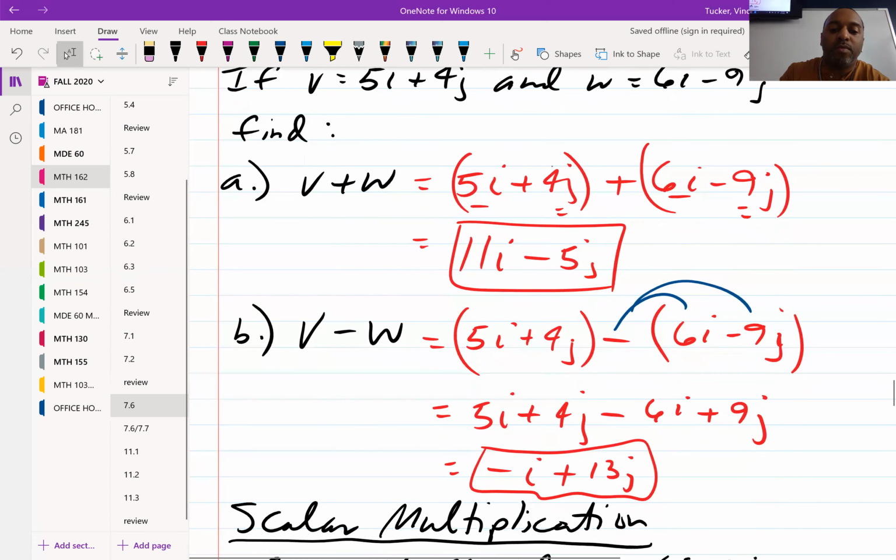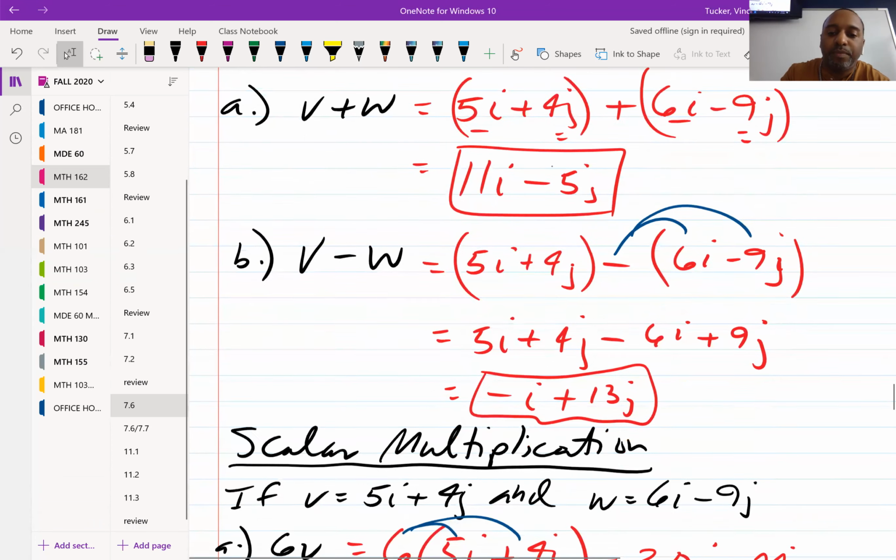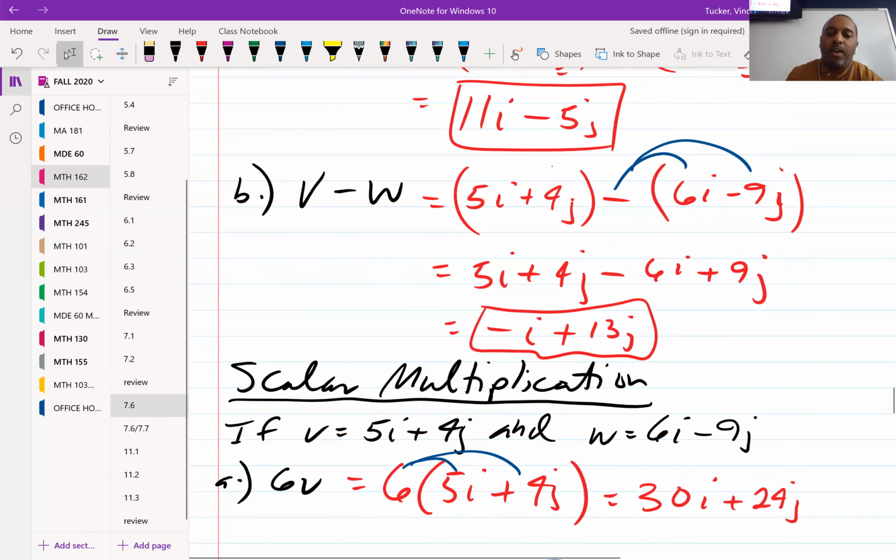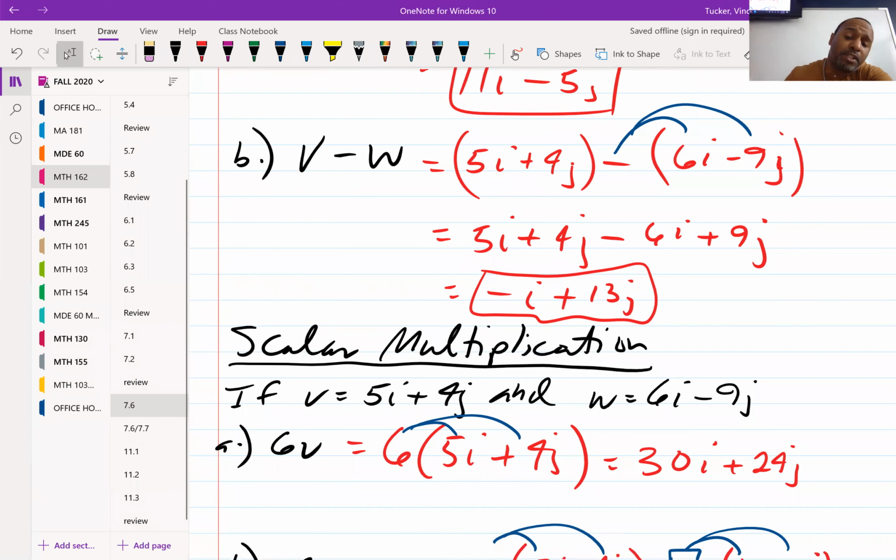All right, here we go. All right, scalar multiplication. Same thing that you've done in the past. Our vectors are still the same. V is 5i plus 4j. W is 6i minus 9j. I have 6v, 6 times v, so that means I'm going to multiply 6 times each term or each component of your vector. So 6 times 5 is 30. 6 times 4 is 24. So 30i plus 24j.